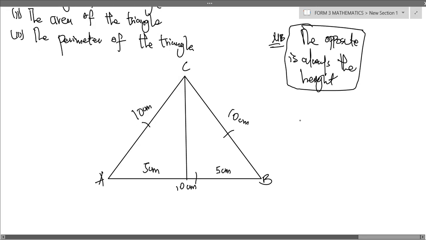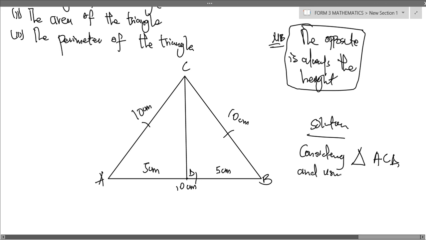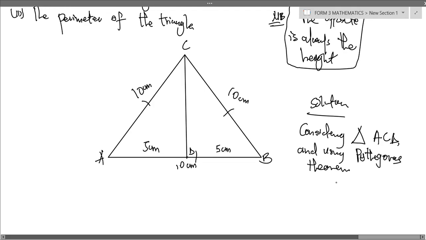So we can take the solution. Considering triangle ACD, so let's give this point D, and using Pythagoras theorem, we can decide to state the Pythagoras theorem directly or do the change of subject and state it. So let's state it directly and then do the change of subject.